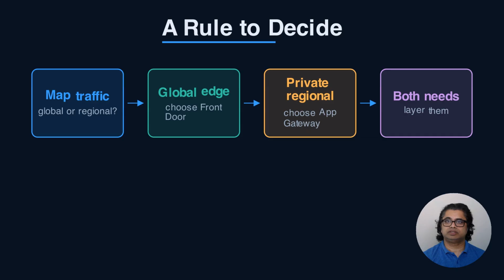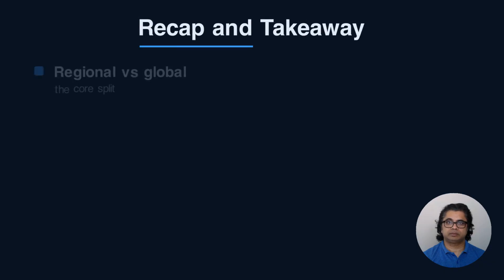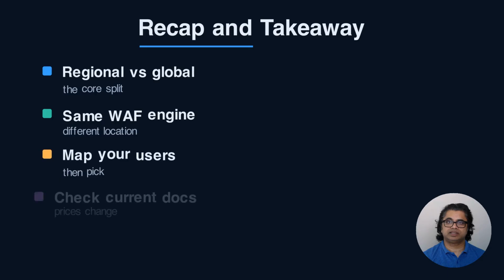If you have both needs, layer them: Front Door for global edge and WAF, Application Gateway for regional VNet routing. And don't double pay for two WAFs unless you genuinely want defense in depth at both the edge and the region. To recap, Application Gateway is a regional VNet-native Layer-7 load balancer with optional WAF, ideal for private backends and path-based routing.